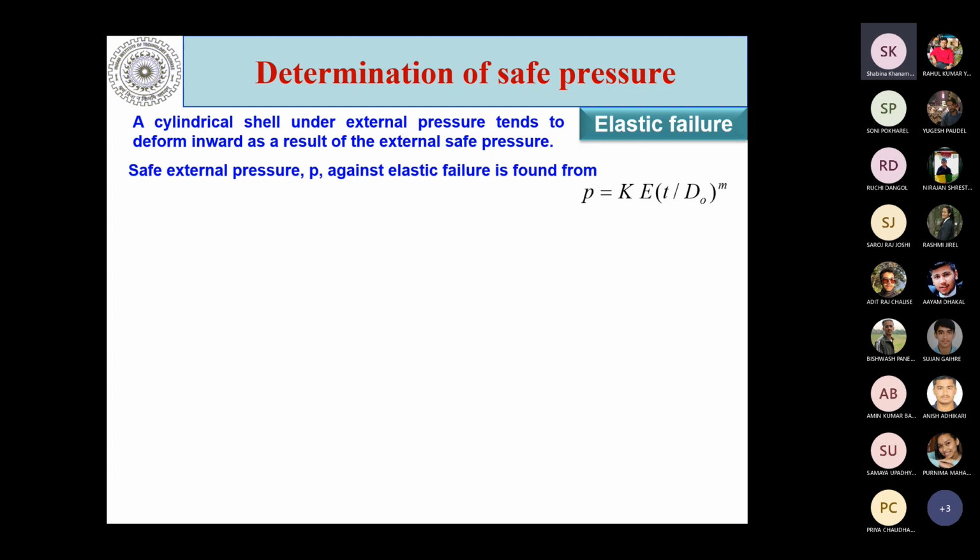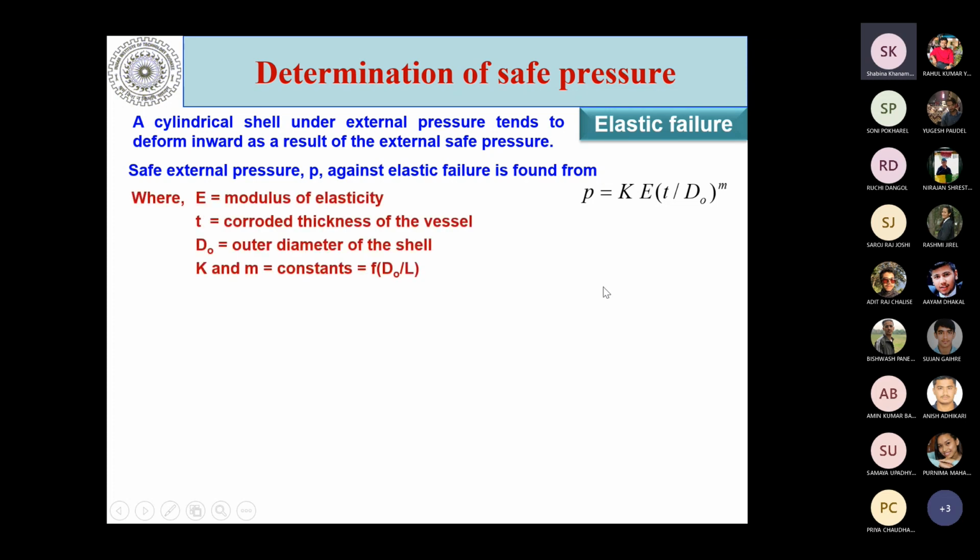Okay, so safe external pressure P against elastic failure is found by this equation, where P is equal to K E T by D naught M. E is the modulus of elasticity, T is the thickness of the vessel, the corroded thickness of the vessel. So this T we need to find. D O is the outer diameter of the shell, and K and M are the constants. Now, if you focus on this particular expression, it shows that we have to find this safe pressure.